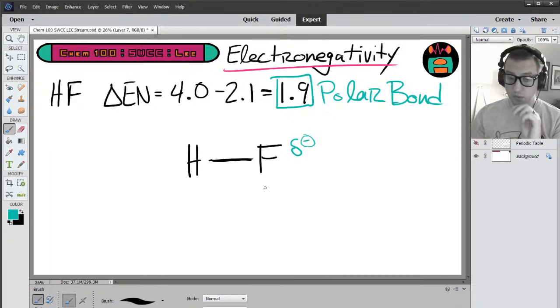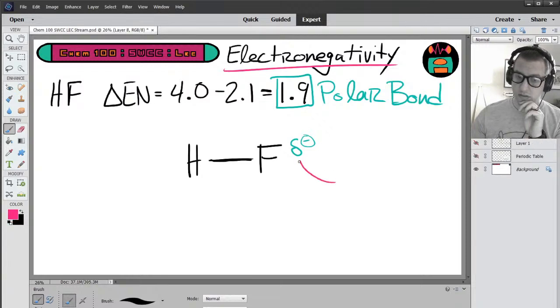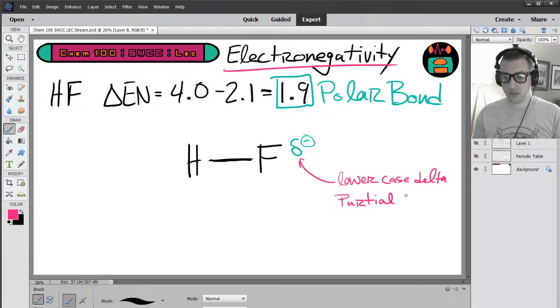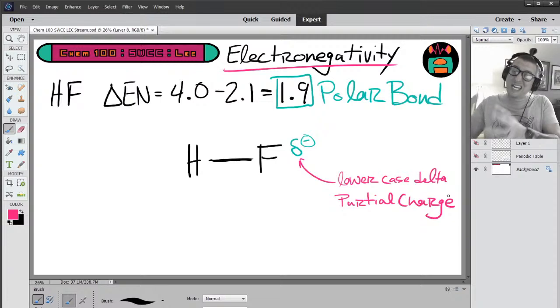That symbol right here, this guy, that is a lowercase delta, which is the Greek letter for D. And what it means, more importantly, is a partial charge. It's not a full-blown ionic charge, but there's a slight negative charge to the fluorine.